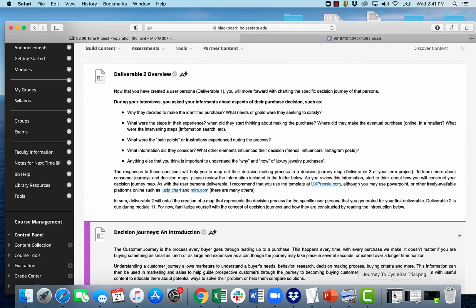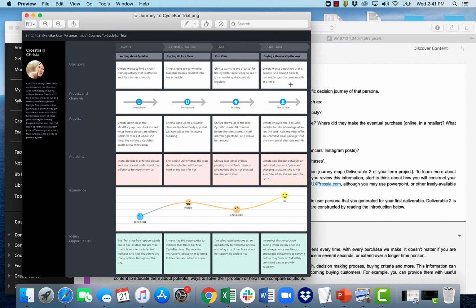So let's look at an example of what a decision journey map might look like. And this is, again, included in the folder of additional material. So here we have cross-trained Krista. Up here at the top, we have the different steps that she walks through. So this is a linear chronological sequence here. She learns about cycle bar, signs up for her class, has her first class, and then buys a membership.